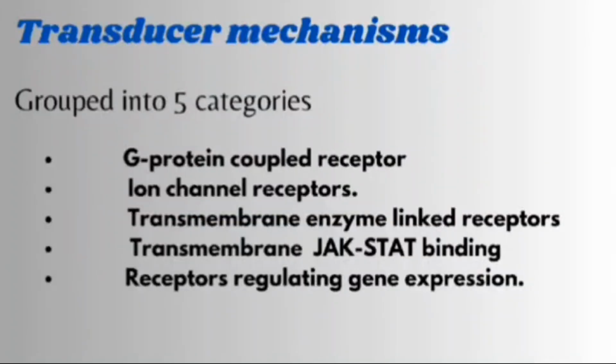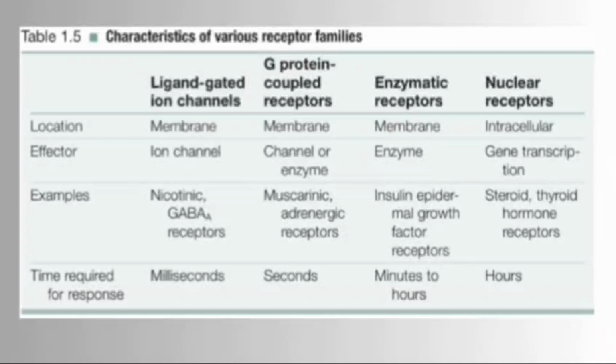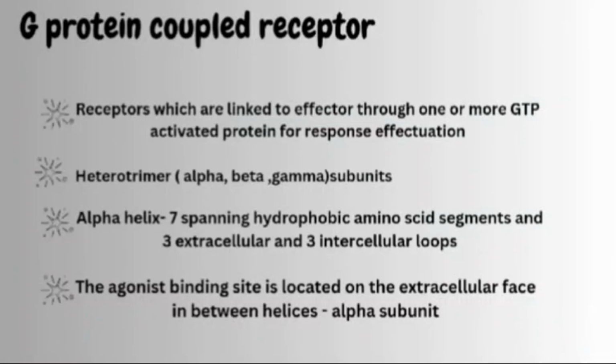Transducer mechanism. It is grouped into 5 categories: G-protein coupled receptors, ion channel receptors, transmembrane enzyme linked receptors, transmembrane JAK-STAT binding receptors, and receptors regulating gene expression. This table shows characteristics of various receptor families. Characteristics of G-protein coupled receptor.